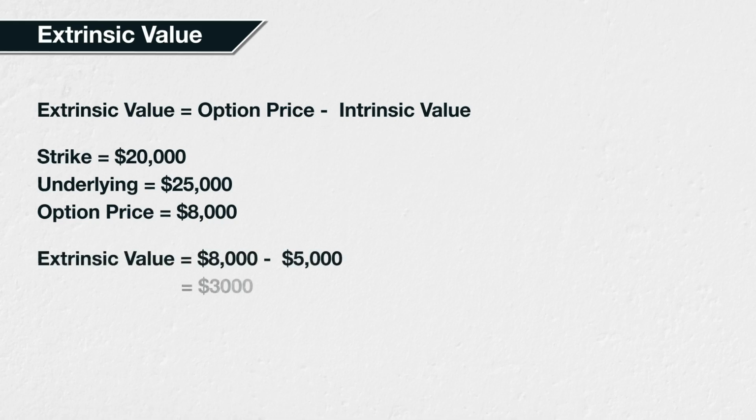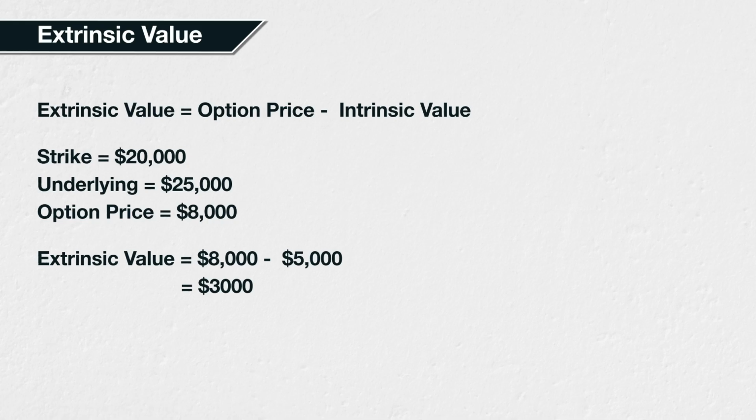Extrinsic value equals the option price minus intrinsic value, and this gives us $8,000 minus $5,000, which equals $3,000. So our call option has an extrinsic value of $3,000 and an intrinsic value of $5,000, giving a total value of $8,000 currently.